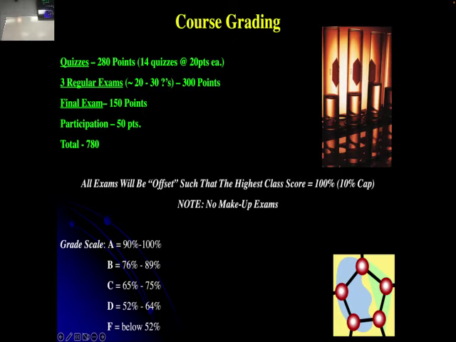Okay, so I have an expanded grading scale. An A is excellent work, right? And so I keep that from 90 to 100. But notice how I expand the B, the C, and the D range, right? I take a B down to 76%. I take a C down to 65%. I take a D down to 52%. You've gotten the majority of the stuff right in the class. You should pass the class.